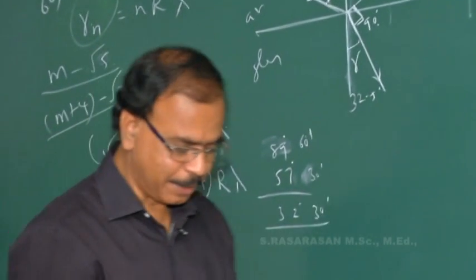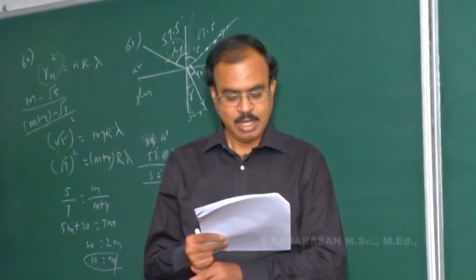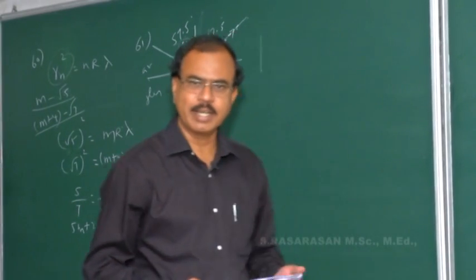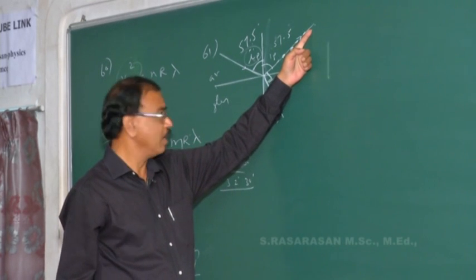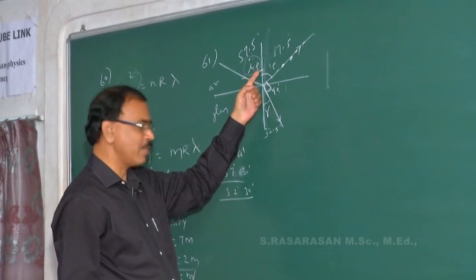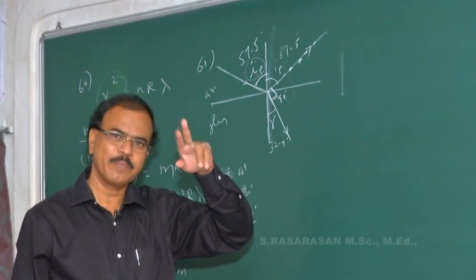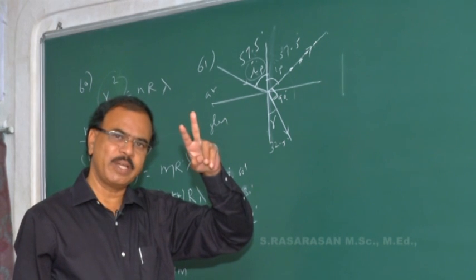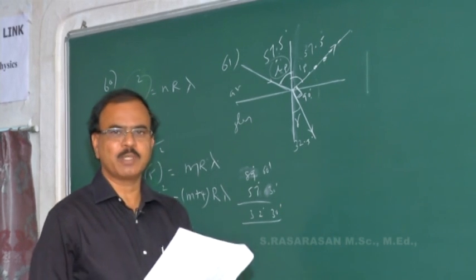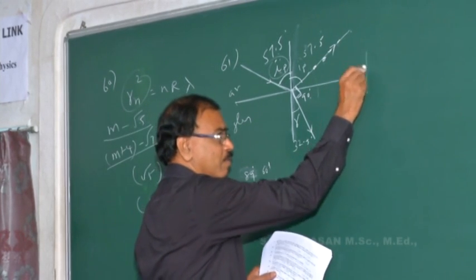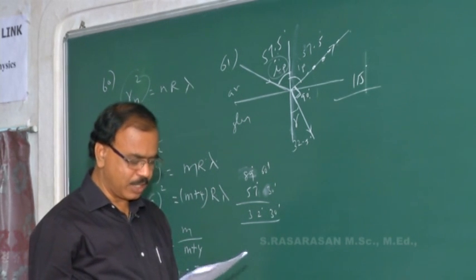Now the question they asked: a ray of light is incident on a glass plate at polarizing angle. The angle between the incident ray and the reflected ray. They are asking for the angle between these two. This is 57.5, and this is 57.5. One ip plus another ip is 2 ip, so 57.5 into 2, or 57.5 plus 57.5, gives 115 degree as the answer. So the angle between the incident ray and the reflected ray is 115 degree.